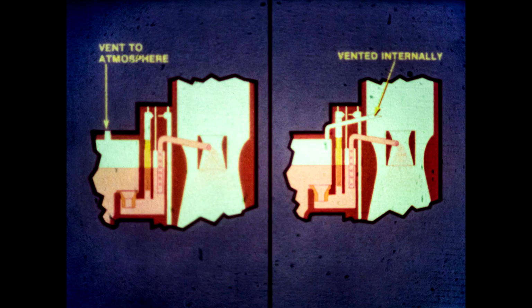Remembering that an air pressure difference is needed for fluid to move, the float bowl must be vented. As fuel in the float bowl lowers, the space above the fuel fills with air to maintain a constant atmospheric pressure in the bowl. Note that older model carburetors are vented to the atmosphere. Later model carburetors are vented internally for better emission control.